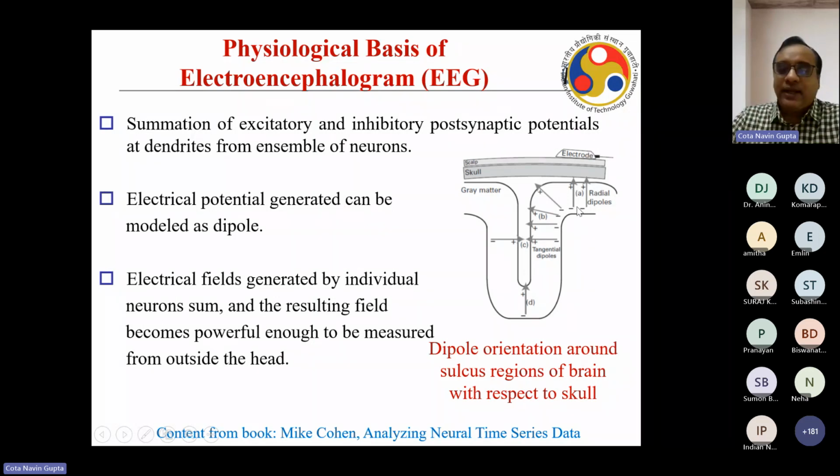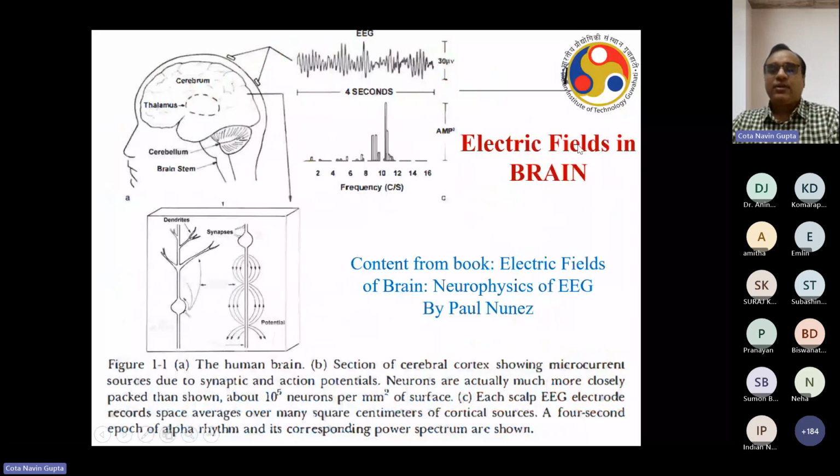The electric potentials generated in the gray matter region of the brain can be modeled as a dipole. The radial dipole contributes more, and the tangential dipole cancels out over here. Radial dipoles which are near to the electrode contribute more than radial dipoles which are a bit far. Okay, so this roughly shows you what exactly is being recorded over here. The signal which is recorded is shown here. It is a summation of a lot of potentials of the neurons of the brain in that region.